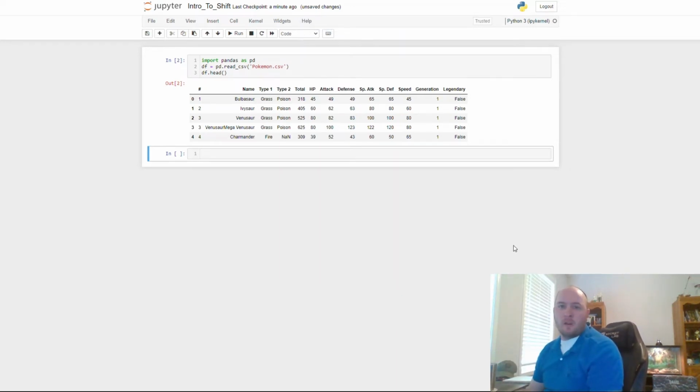Today we're going to be talking about an introduction to shift. We're going to be looking at how we can move our data up and down, left and right, and how we're going to fill values that are null due to the shift. So let's go ahead and jump into our data and take a look at our shift function.